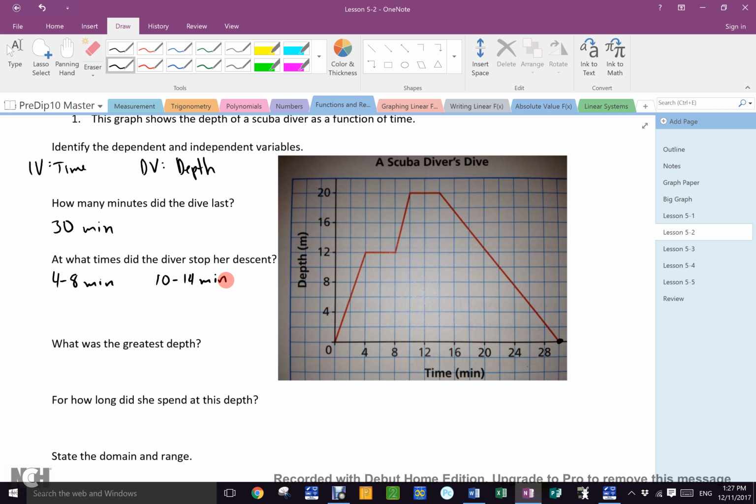What was the greatest depth to which she plumbed? 20 meters. 20 meters. Good. Everybody can read that part of the graph. How long did she spend at that depth?